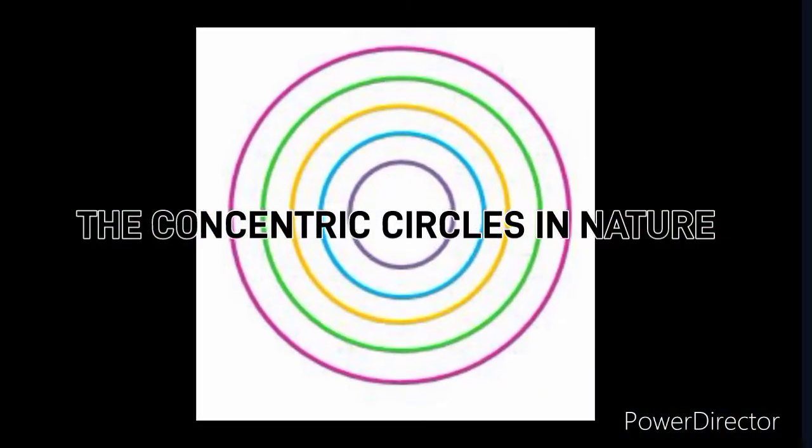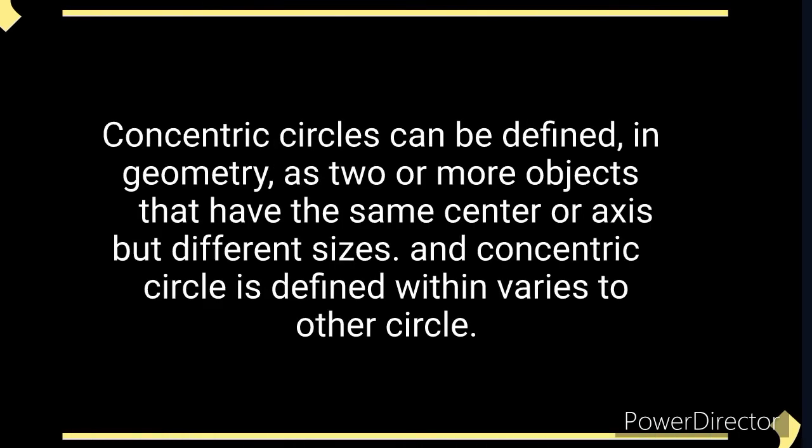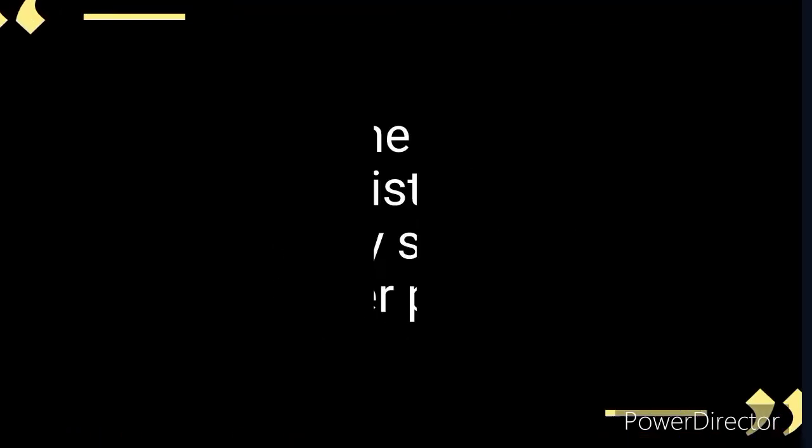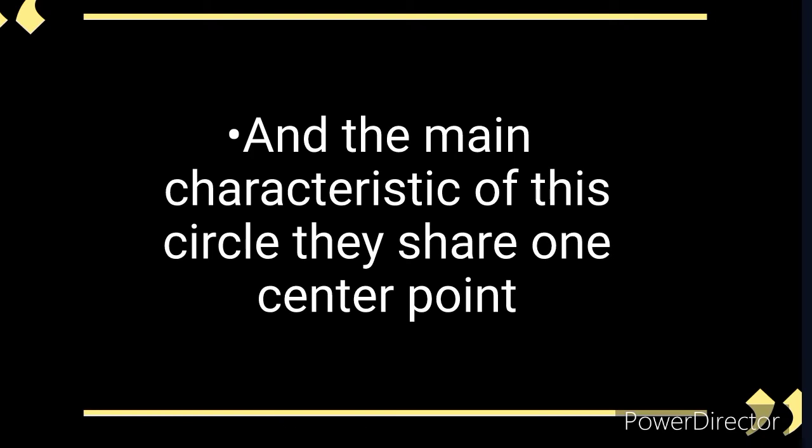It is all about the concentric circles in nature. So, what will come to our mind when we hear concentric circles? Concentric circles can be defined in geometry as two or more objects that have the same center or axis but different sizes. A concentric circle lies within another circle, and the main characteristic of these circles is that they share one center point.